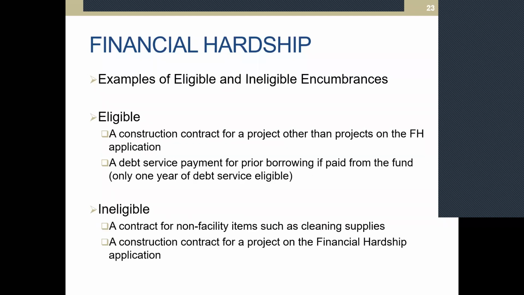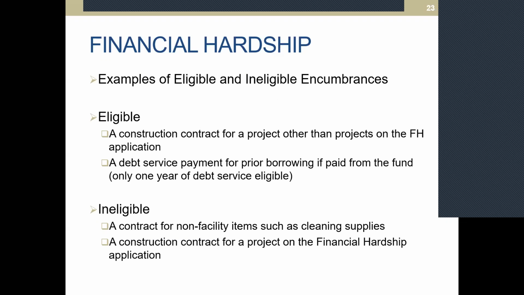Okay, a couple quick examples of eligible and ineligible encumbrances. An eligible encumbrance can include a construction contract for a project other than the project on the financial hardship application. It can be for a debt service payment for prior borrowing if paid from the fund, and again, only 1 year of the debt service is eligible. A couple of ineligible examples could be a contract for non-facility items such as cleaning supplies or anything that would be considered administrative in nature, or a construction contract for a project that's on the financial hardship application. Because again, you cannot encumber anything for the project for which you're seeking state funding.